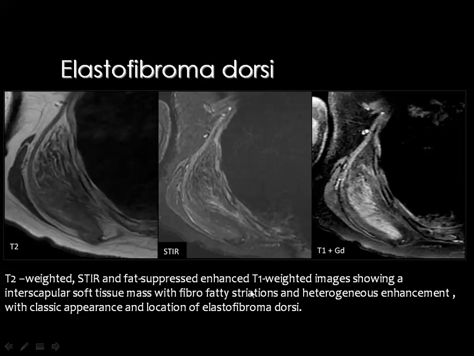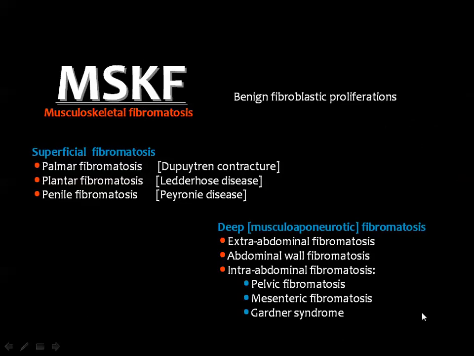And here you see the classic appearance of a lesion in the T1 and in the STIR image, and after contrast injection, the tumor can show some contrast enhancement, but its site and its characteristic location are very helpful in the differential diagnosis. Then we come to the fibromatoses, and these are fibroblastic proliferations of benign nature.